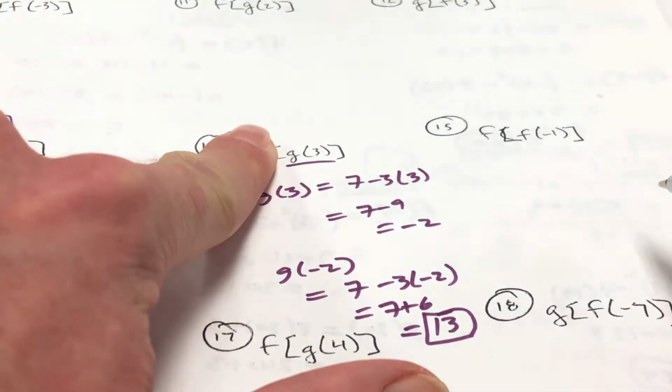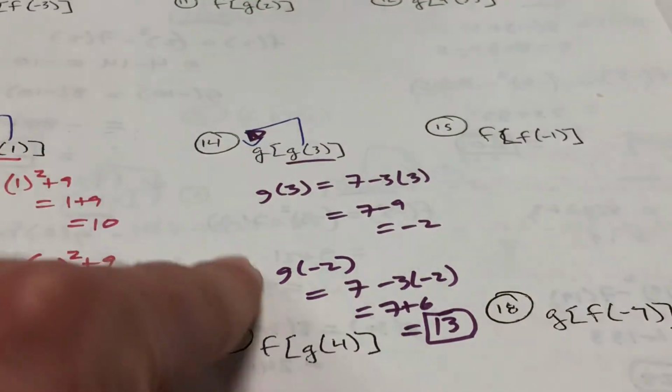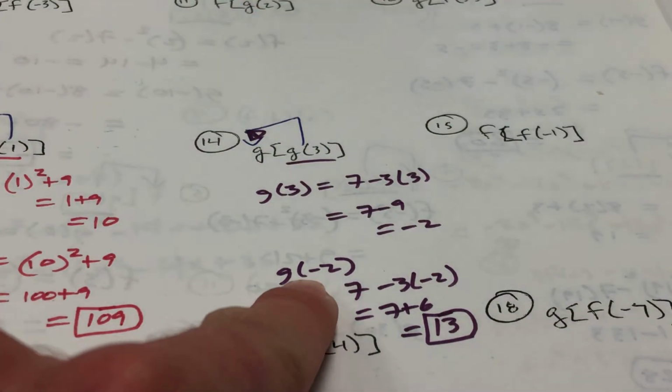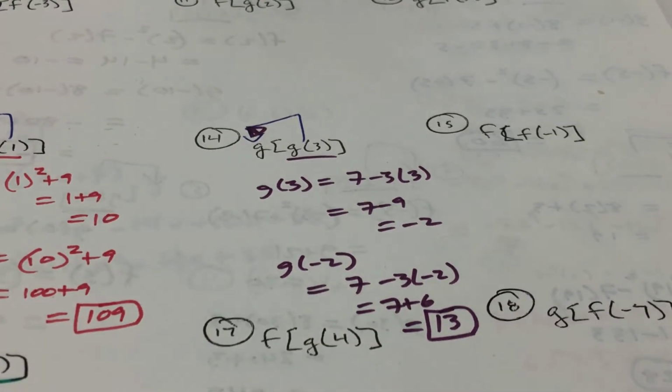So again, g of g of 3. What's g of 3? It's negative 2. Then I take that negative 2 and I plug it back into g of x. So g of negative 2 is 7 minus 3 times negative 2, 13.